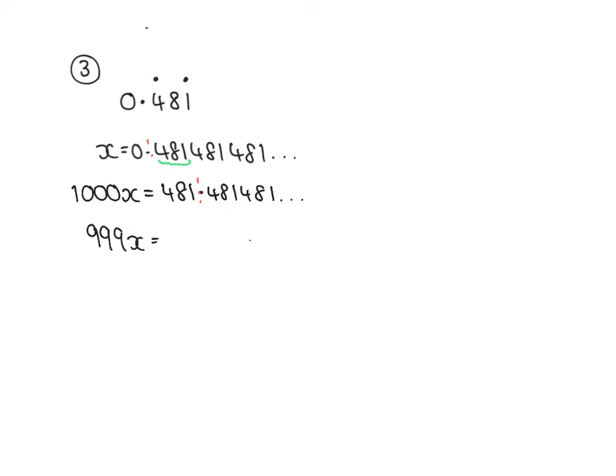999x equals 481. So x is 481 over 999, which simplifies to 13 over 27. 481 over 999, press SD, and we check, and that can be written as, from our calculator, 481, and so on.